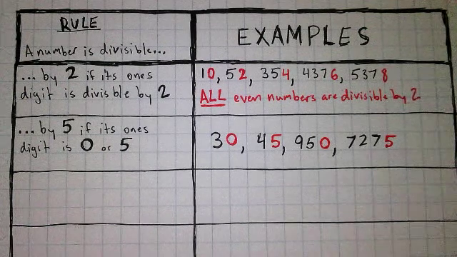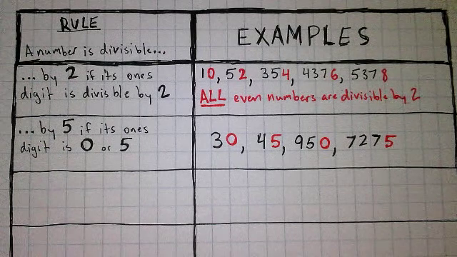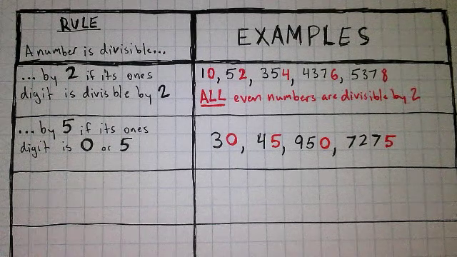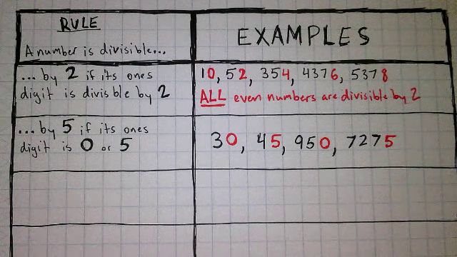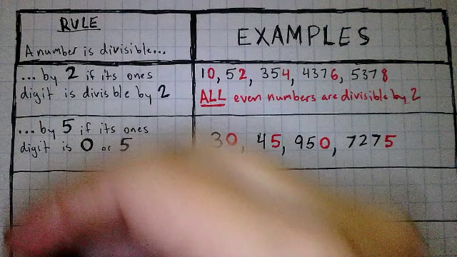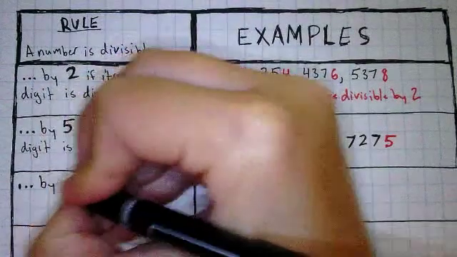Does anyone want to guess what the ones digit has to be for a number to be divisible by 10? Anyone want to guess? Isaac? 10 or 0. Well, it has to be a 0, right? So let's go ahead and write that. If you're not done, don't worry. It's still up on the board. Take your time, but I'm going to keep moving.